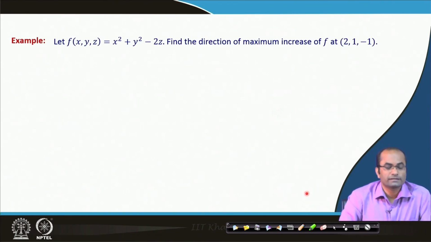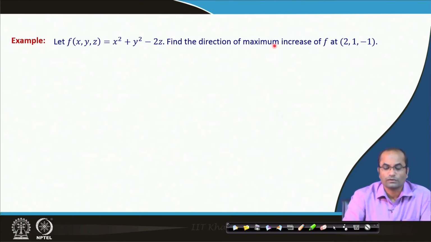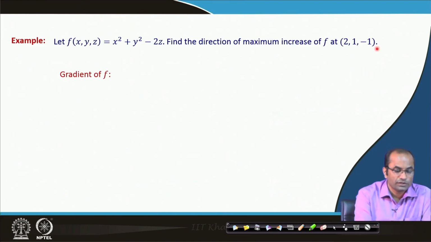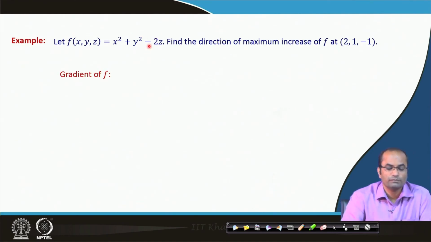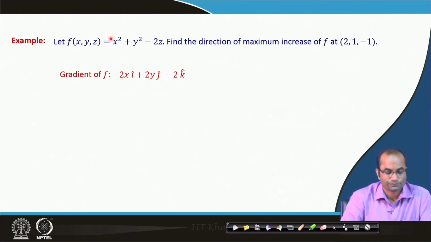So, here let us take an example. Here f(x, y, z) is equal to x squared plus y squared minus 2z, and we want to find the direction of maximum increase of f at this point 2, 1 and minus 1. So, we compute the gradient of f by taking the partial derivative with respect to x. That is going to be 2x, the second component will be 2y, and the third component will be minus 2. So, the gradient of f is given by 2x, 2y and minus 2.